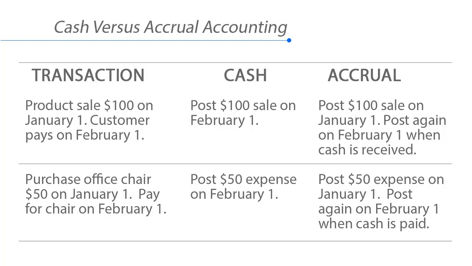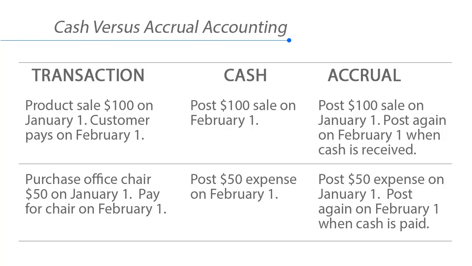So accrual-based accounting in this example provides a more accurate representation of what actually happened. The customer ordered the product, received the product on January 1st, but did not pay until February 1st. 2 transactions recorded. Whereas in cash accounting, it only records the change in the cash transaction.